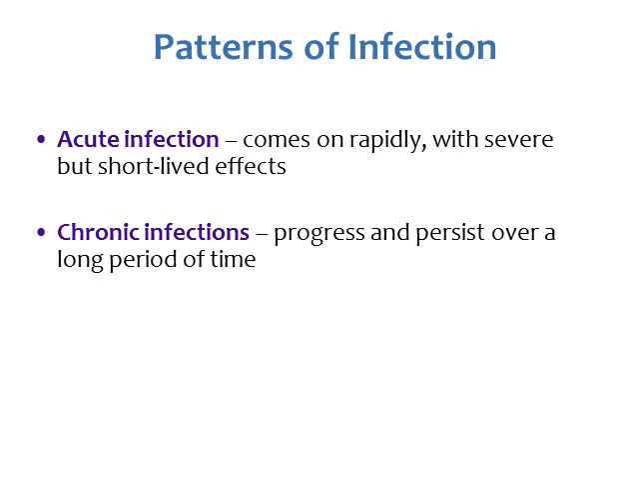So these different patterns of infections, you can also classify them based on acute. So acute infections, they come on rapidly, they have really severe but short-lived effects to them. So this is when you get sick very, very fast. Whereas chronic infections progress and persist over a very long period of time, and it could be weeks or months or years for the chronic infections.